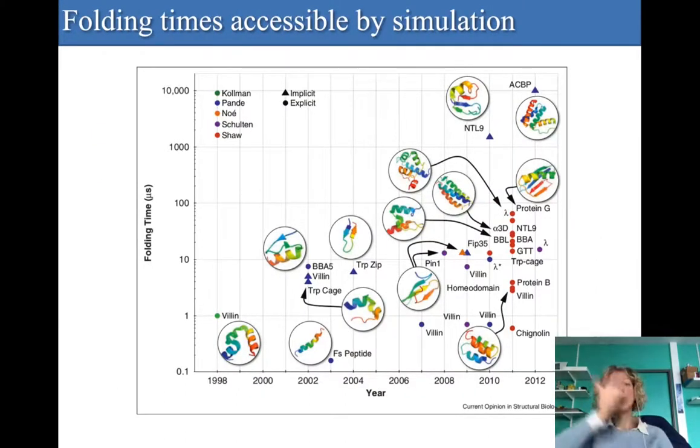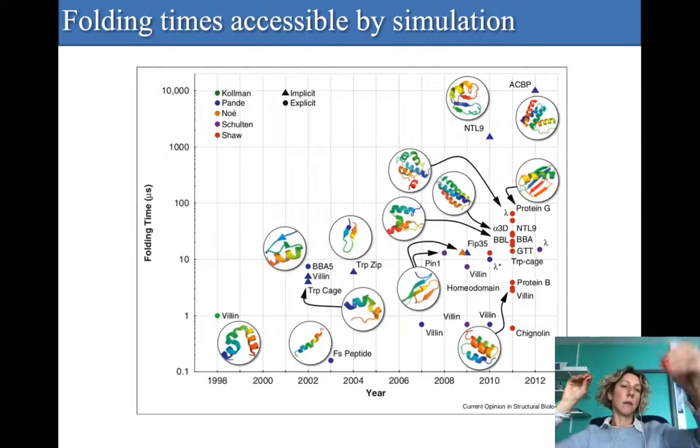So if we look at the evolution of the field, this is a slide which shows you, it stops at 2012, but okay, it's already a long time ago, but it's just to tell you that around this time there was a kind of revolution, let's say, in the field. So it started maybe around 2000, a bit before. We could simulate some small systems, often with implicit solvent if we wanted to access long folding times.